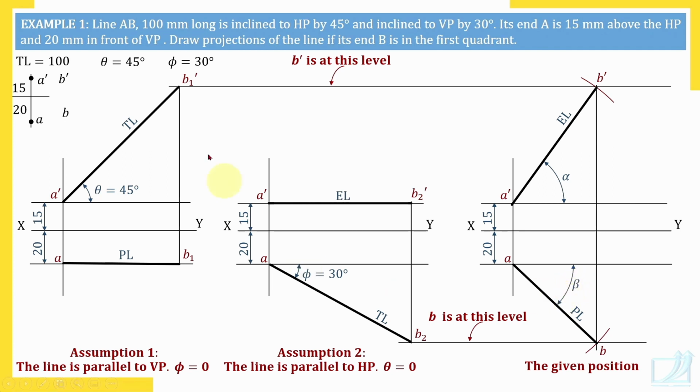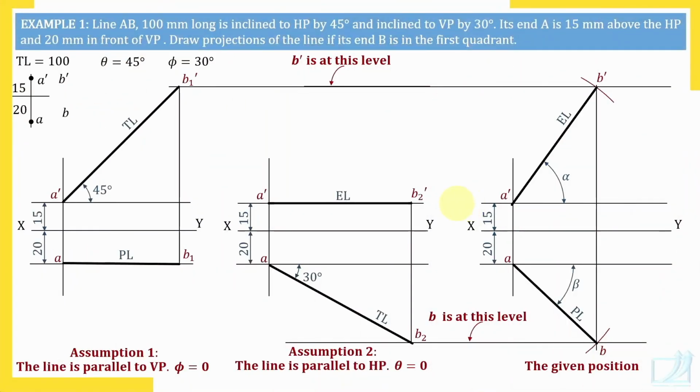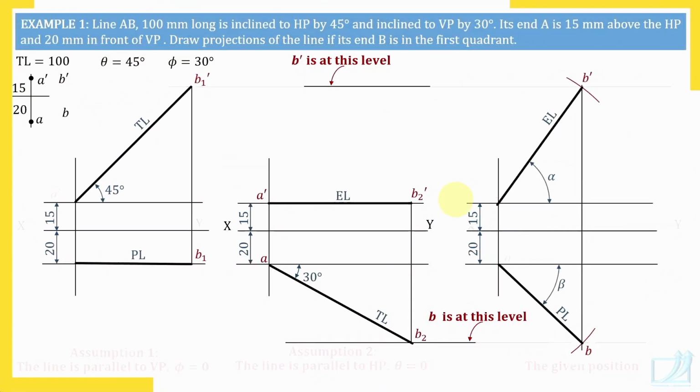So now remember, true length gives true inclination, but the inclination of the front view is alpha and the inclination of the top view is beta. Remember this. There are three pairs of views: front view and top view in the first assumed position, front view and top view in the second assumed position, and front view and top view in the given position. These three pairs of views we superimpose.